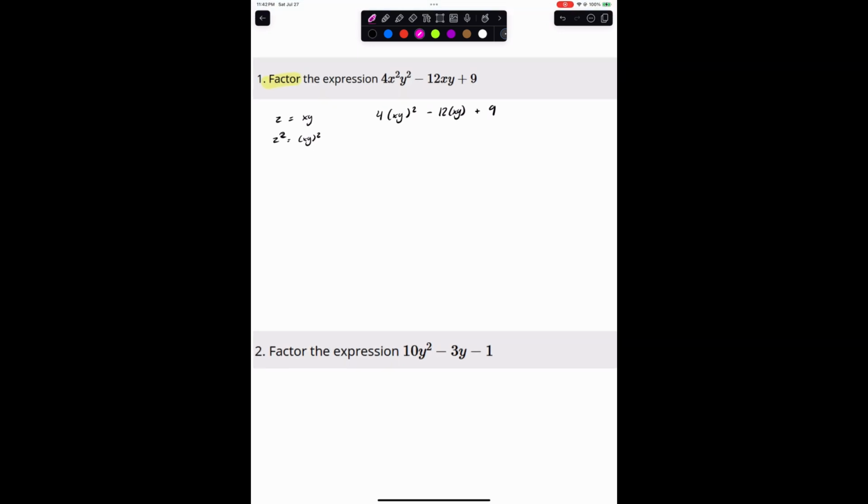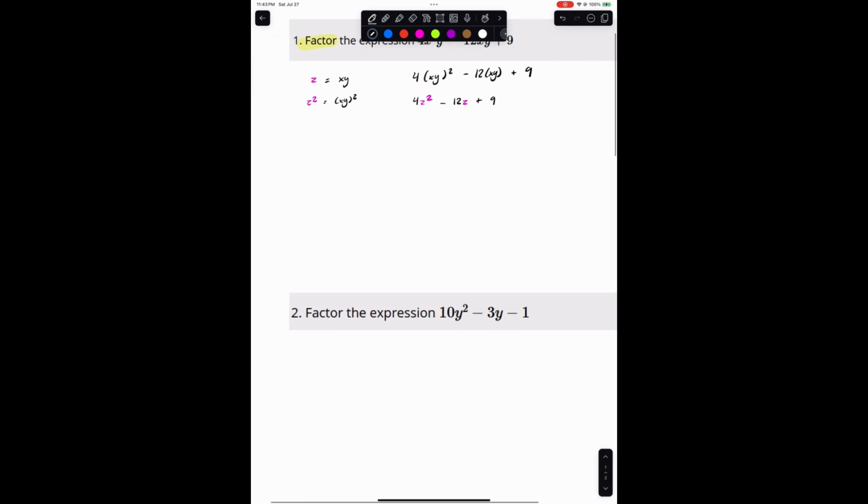After substitution, generally use pink. Let me use a different color. So z and z squared. So we can rewrite this as 4z squared minus 12z plus 9. Okay. And from here, we can use the butterfly method.